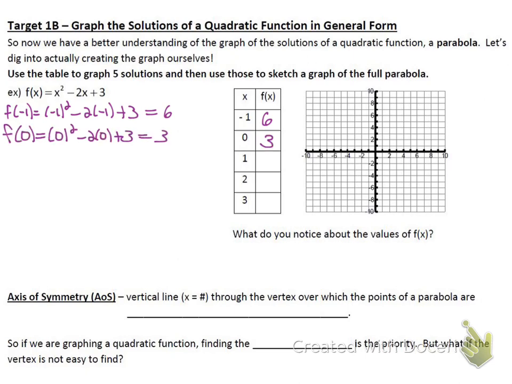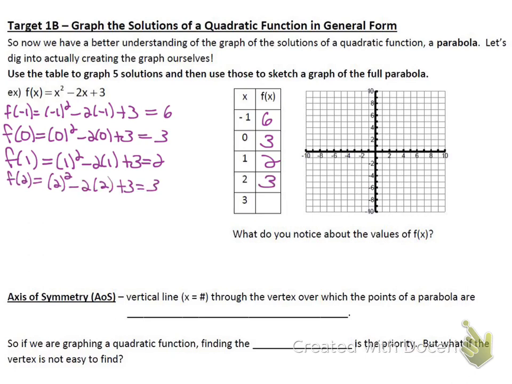F of 0 is 3, f of 1 is 2, f of 2 is 3, and f of 3 is 6. Now it's really important that you take a moment and make sure that your calculator actually does this, that you know how to get your calculator to do this. And if you don't, please reach out to Mrs. Newman or I, because it's really important that you understand how to get your calculator to do what you need it to do in order to be successful doing this.